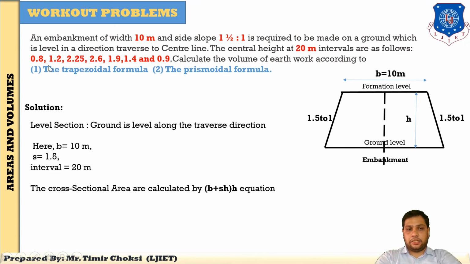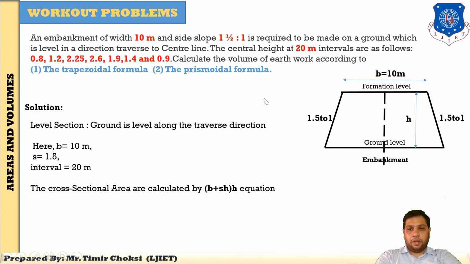These are the central heights: 0, 0.8, 1.2, 2.25, 2.6, 1.9, 1.4, 0.9. Calculate the volume of earthwork according to the trapezoidal formula and the Prismoidal formula. So now I will repeat this, and first I have explained how to calculate the example.